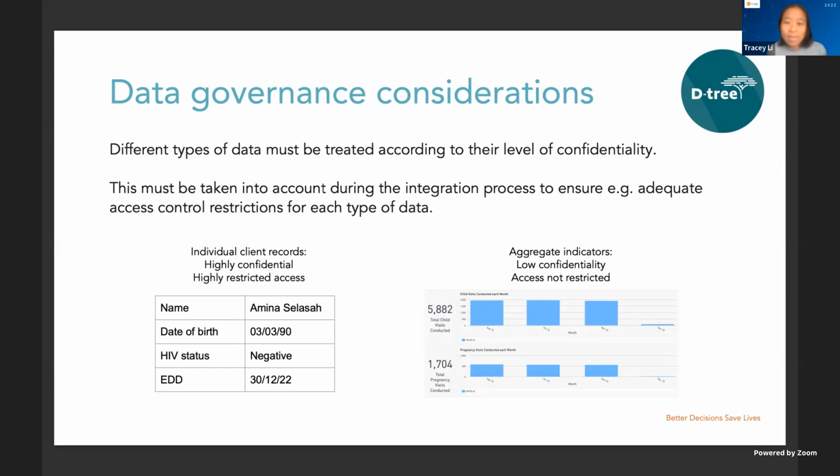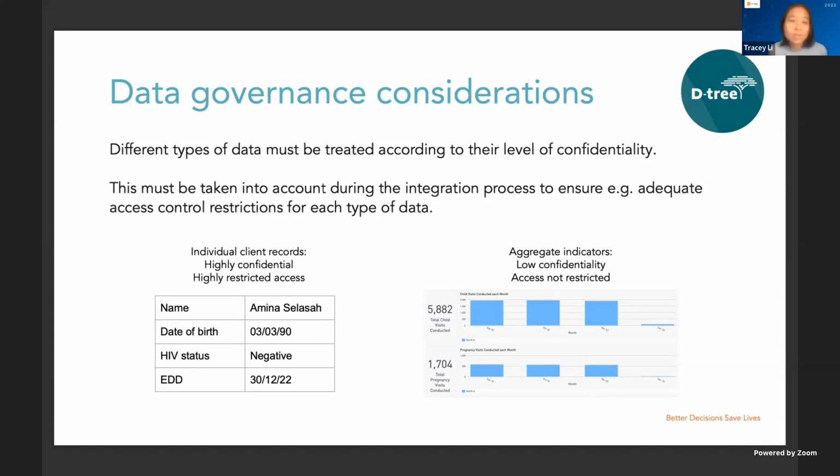At the opposite end, on the right-hand side, is what happens once you've taken those individual health records and done some processing and aggregation, and created aggregate indicators, maybe at a district or regional level. These indicators don't contain information about any individual people, so they're low confidentiality and access doesn't need to be so restricted. In between these two extremes, there's a spectrum of different data types, providing different amounts of visibility into individual people's health versus more aggregated or anonymized data, which contain less or no information about individuals.